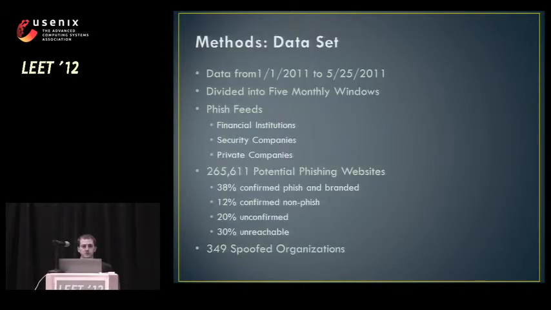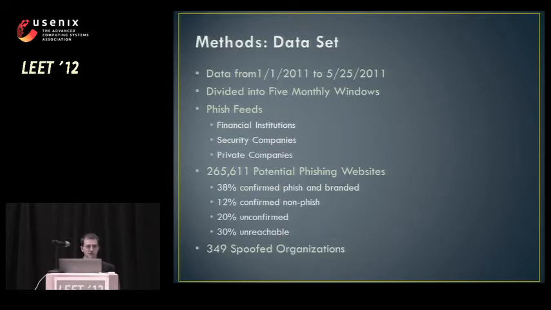So first off, we pulled data from January 2011 to almost all of May, made it till May 25th. And we divided this large data set up into 5 different monthly windows. We had too many phish to run this clustering technique efficiently, where it would actually complete in a decent amount of time if we ran it over all 5 months. So we diced it up into 5 different pieces to run this over.